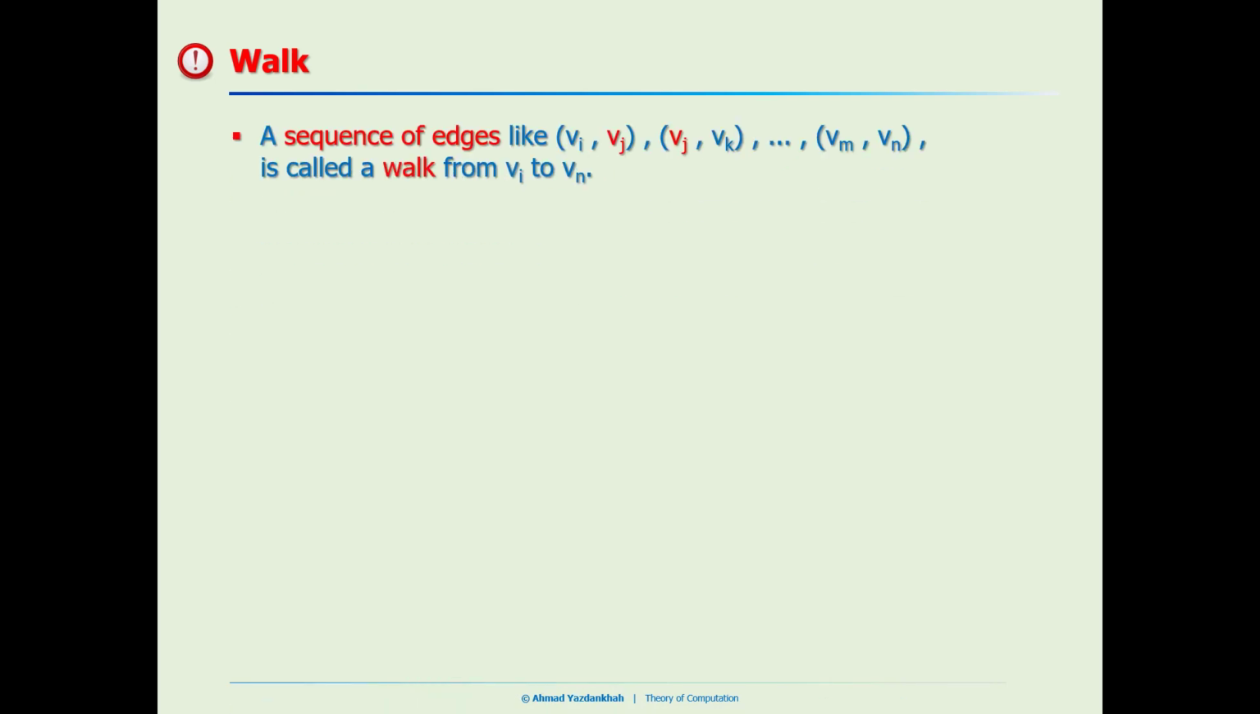So the first terminology is walk. Let's see what a walk is. A sequence of edges, like this, is called a walk. The only restriction it has is that the ending point of this edge should be the starting point of the next one. So this is the only restriction we have. If we have such a sequence of edges, then we call it a walk. All right.